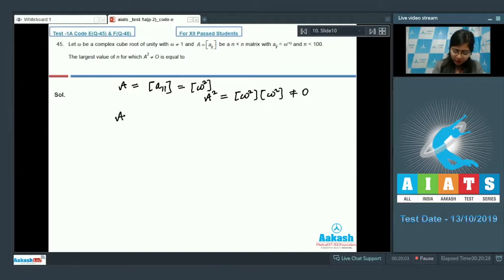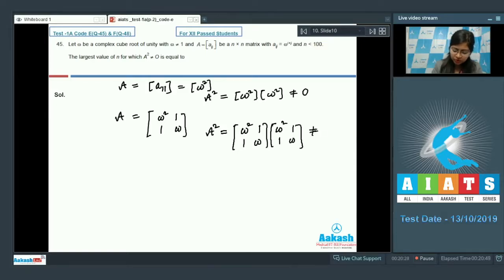So let's now find A for a 2 cross 2 matrix. So it will be omega square, 1, omega... So A square will be equal to omega square, 1, omega, omega square, 1, omega, which is also not equal to 0 matrix. Let's now find A for a 3 cross 3 matrix. That will be omega square, 1, omega; 1, omega, omega square; omega, omega square, 1.